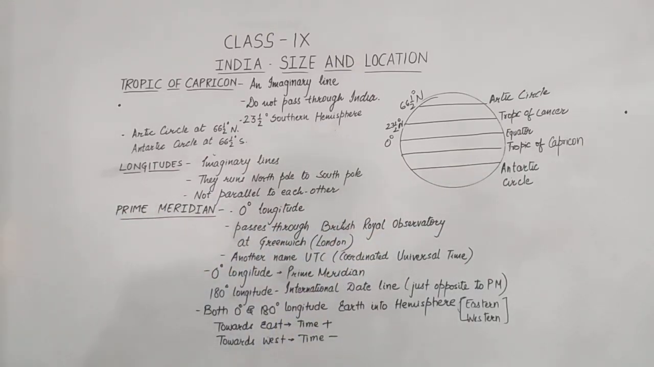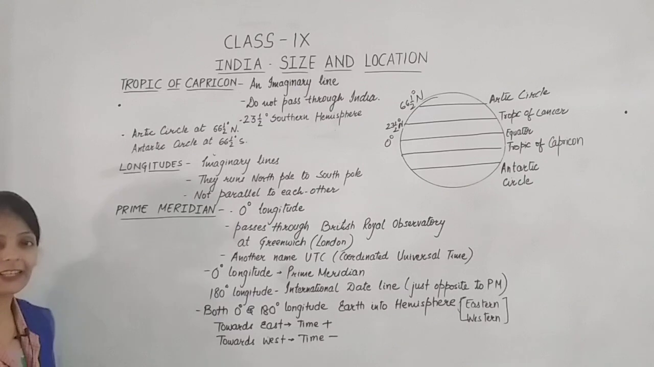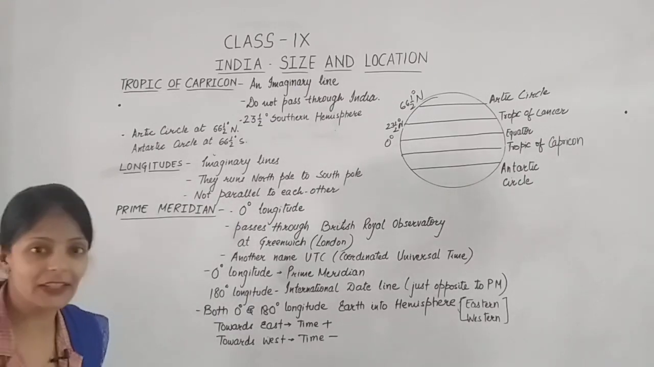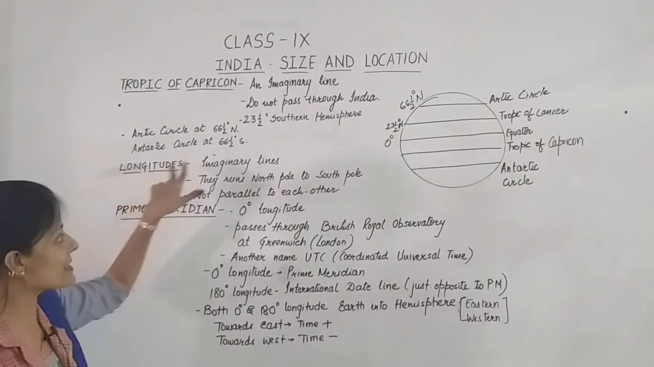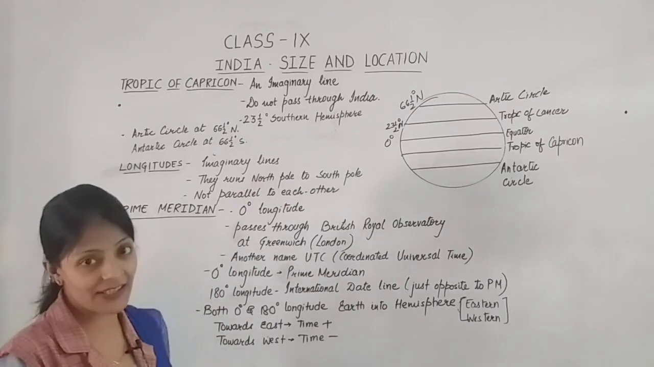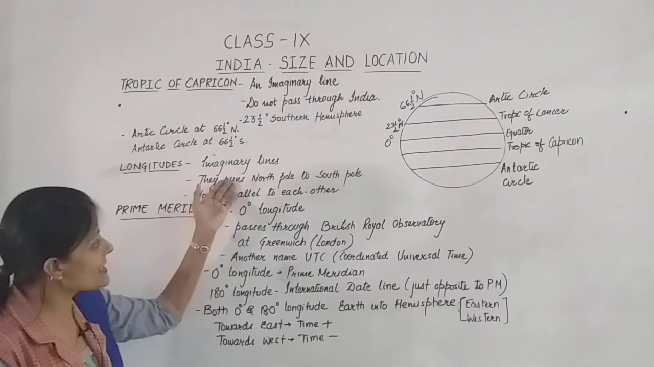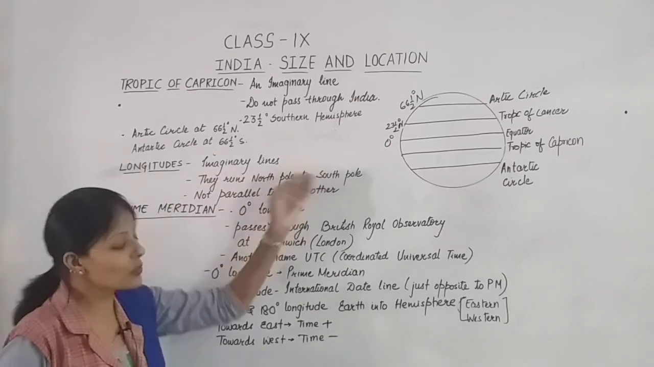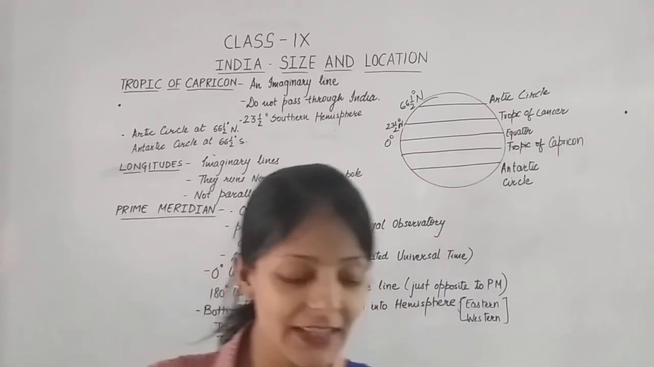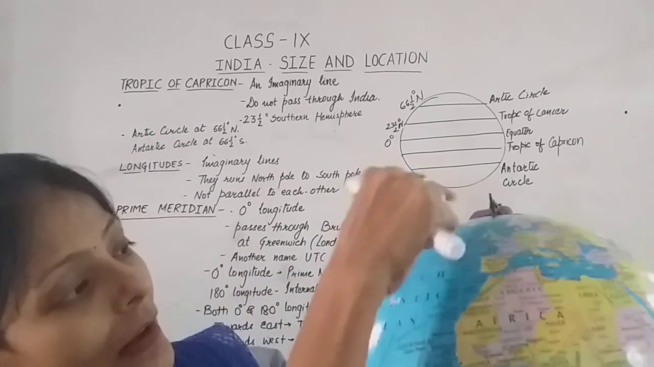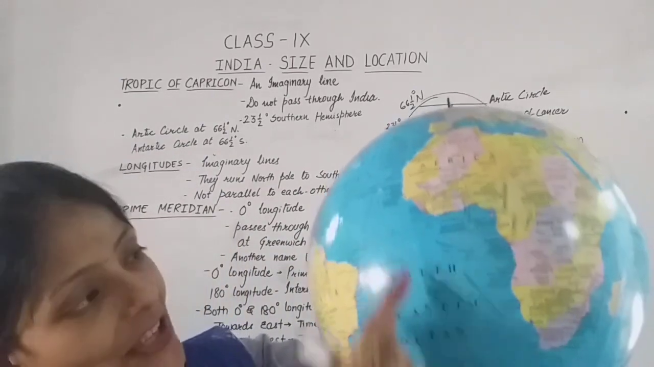Okay. Now after latitudes we will discuss longitudes. Longitudes are again imaginary lines, we have discussed and I have already explained that. They run from the North Pole to the South Pole. Let me tell you students, they are vertical in nature.